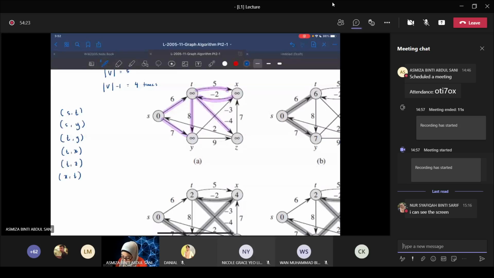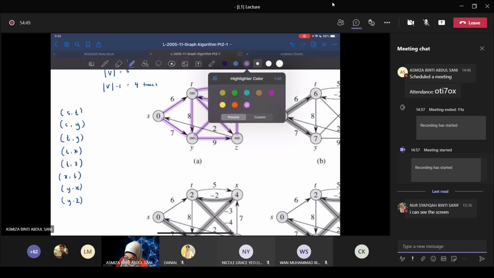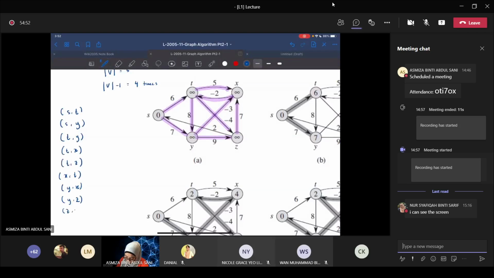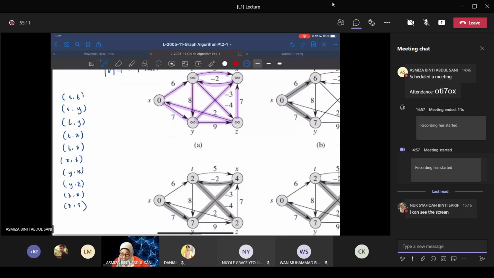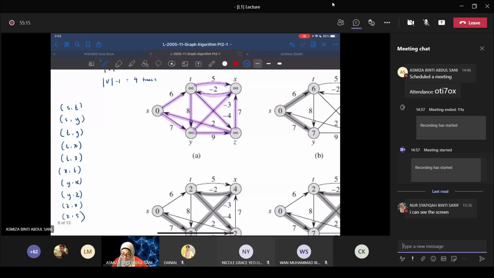Then Y can go to X, we have the YX edge, and Y to Z. Then we have Z going to X, and Z going back to S. All right, so these are all the edges that we have inside our graph.